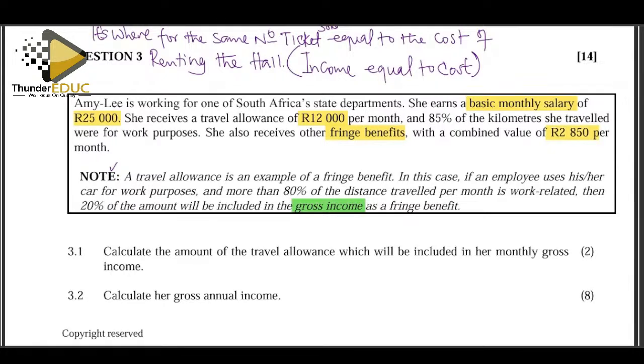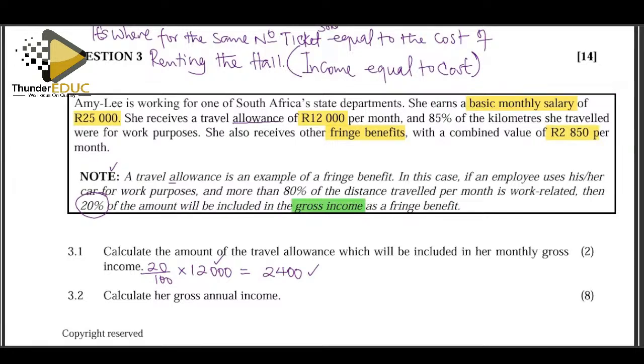Anyway, in your head, you can ask, let me see, the amount of travel allowance that will be included, so it's 20% times, because it's saying 20% of the amount will be included, of which amount? Of the travel allowance. So we are looking for 20% of 12,000, because this is the travel allowance. So this became 2,400. Put it aside.